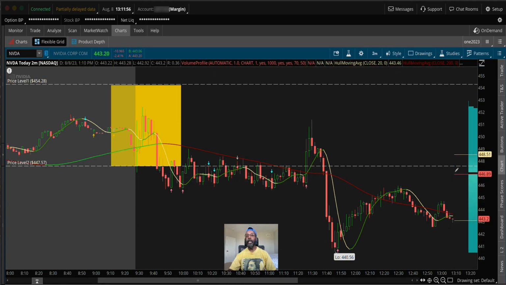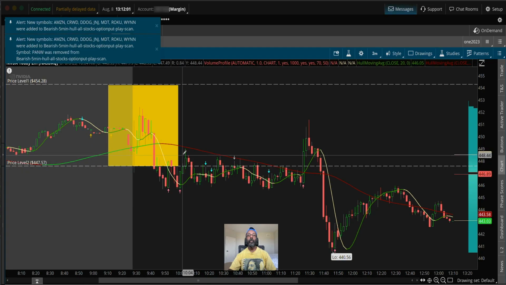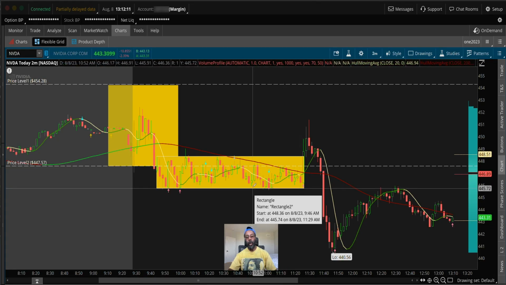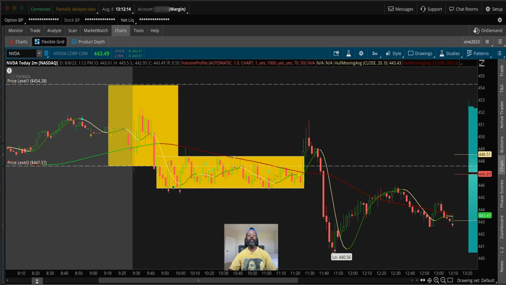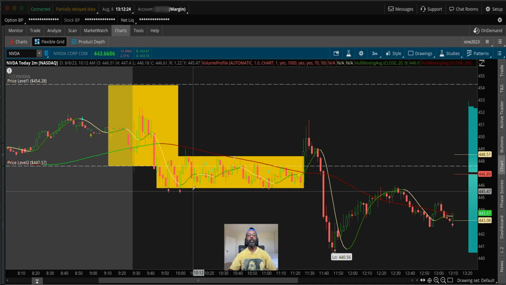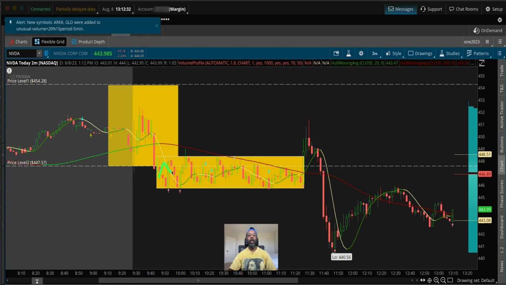Let me draw this for you right here. This is the vol box. You can see it clear as day. How many times? Let's look at this vol box right here. This vol box is 448 to 445, right? So look at the chop. Look at the algorithms. This is all consolidation.